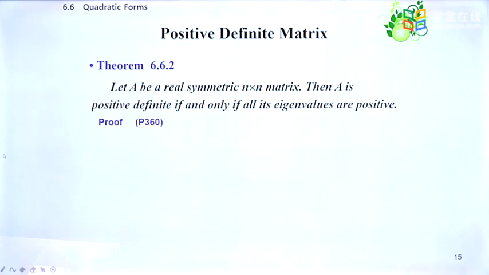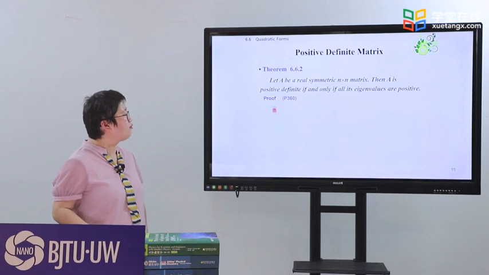Okay. And we have theorem 6.6.2. Let A be a real symmetric n by n matrix. Then A is positive definite if and only if all its eigenvalues are positive. So you can see the proof on page 316.